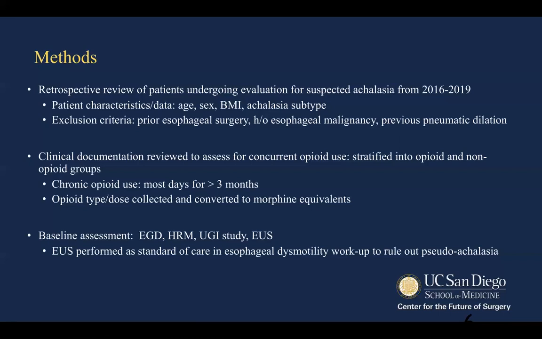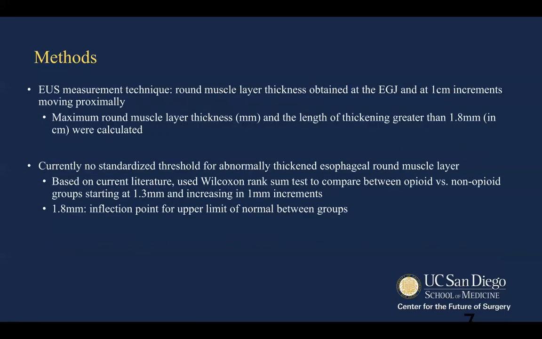With regard to measurement of the esophageal round muscle layer during EUS, the thickness of the round muscular layer was measured at the esophagogastric junction, with measurements performed at 1 centimeter increments moving proximally. The maximum round muscle layer thickness in millimeters and the length of thickening exceeding 1.8 millimeters were obtained.